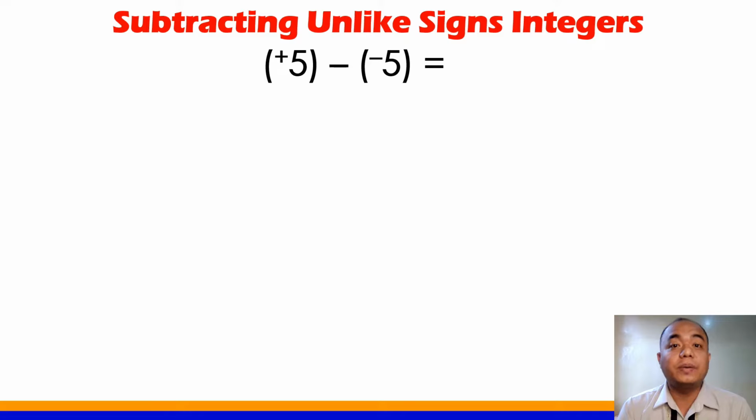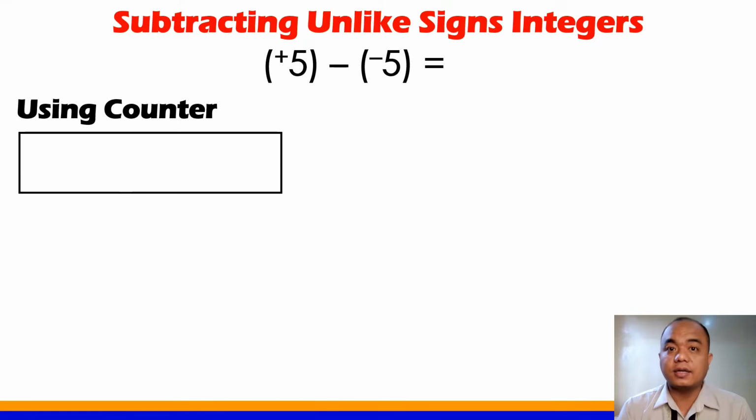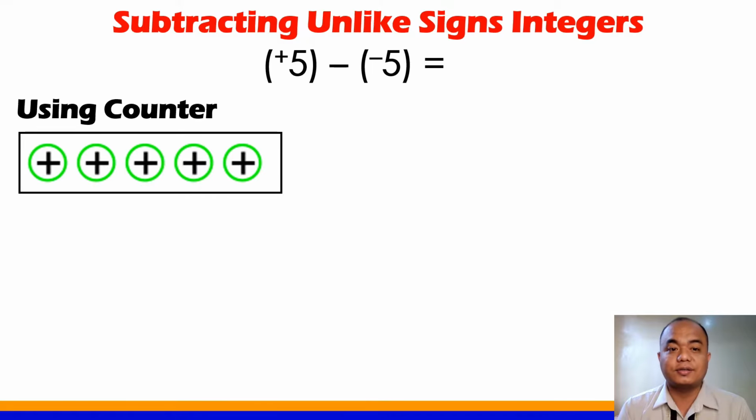Of course, we will be using the first method, which is the use of counter to solve this. So, magpe-prepare tayo, class, ng box. And of course, we will put inside that box 5 counters. Na positive, of course, no? Ito yung nagre-represent, class, ng positive 5. Ngayon, since the operation is subtraction, babawasan natin ito ng negative 5, as we see here in our problem. Can we take away negative 5 from our box here?